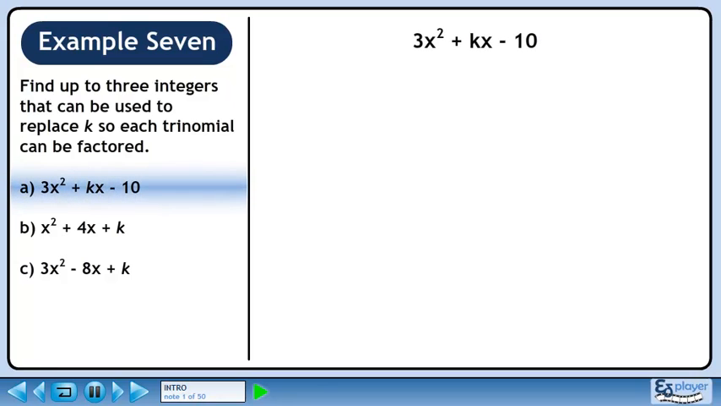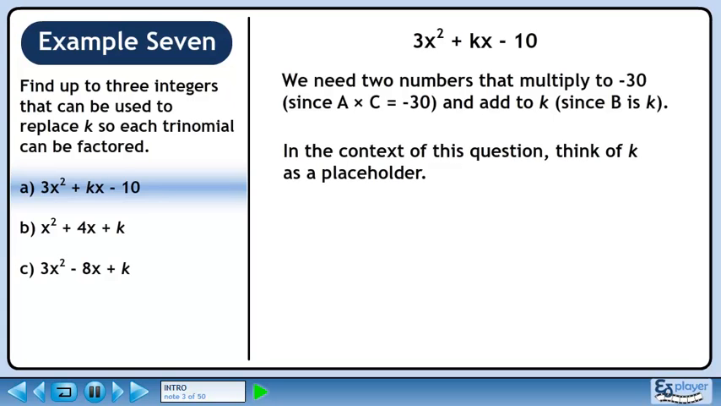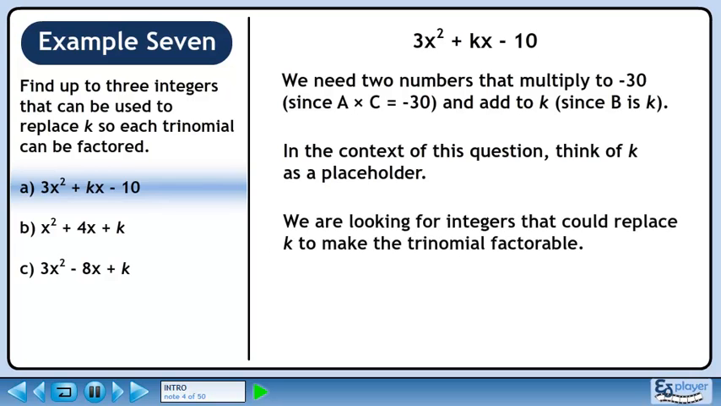In this example, we will find up to 3 integers that can be used to replace k so each trinomial can be factored. In part A, we'll find values of k for 3x squared plus kx minus 10. We need two numbers that multiply to minus 30 and add to k. In the context of this question, think of k as a placeholder. We are looking for integers that could replace k to make the trinomial factorable.